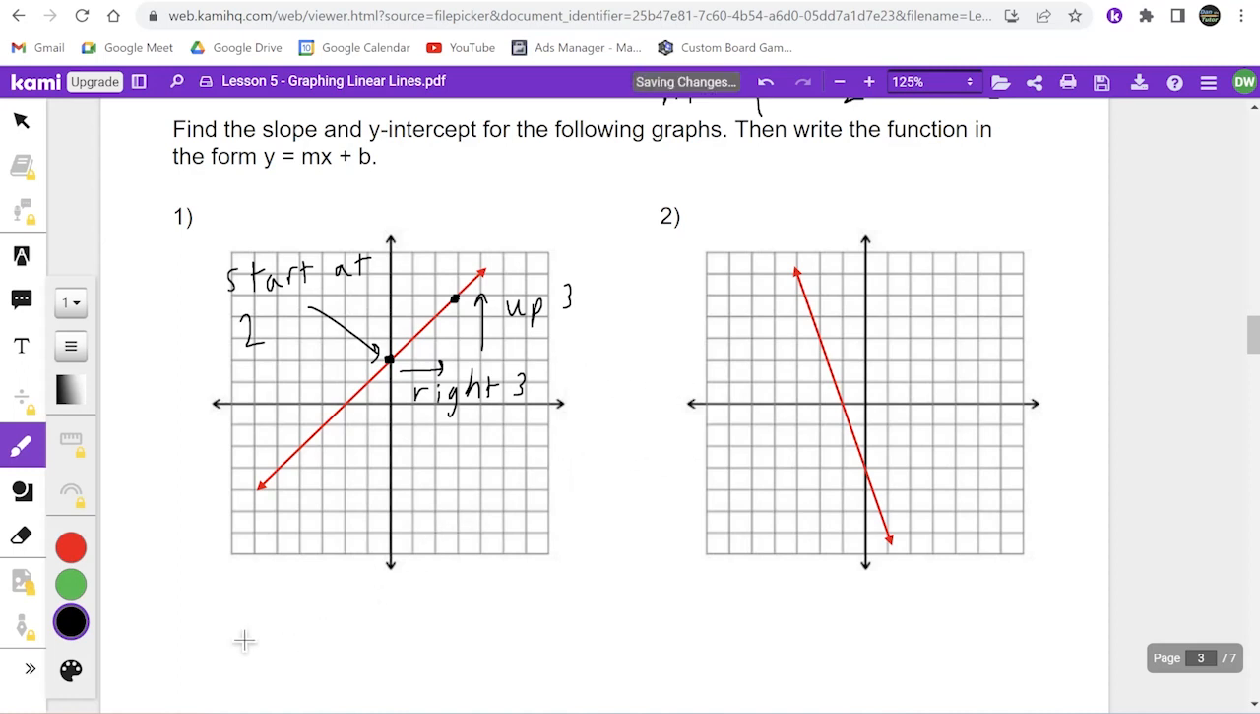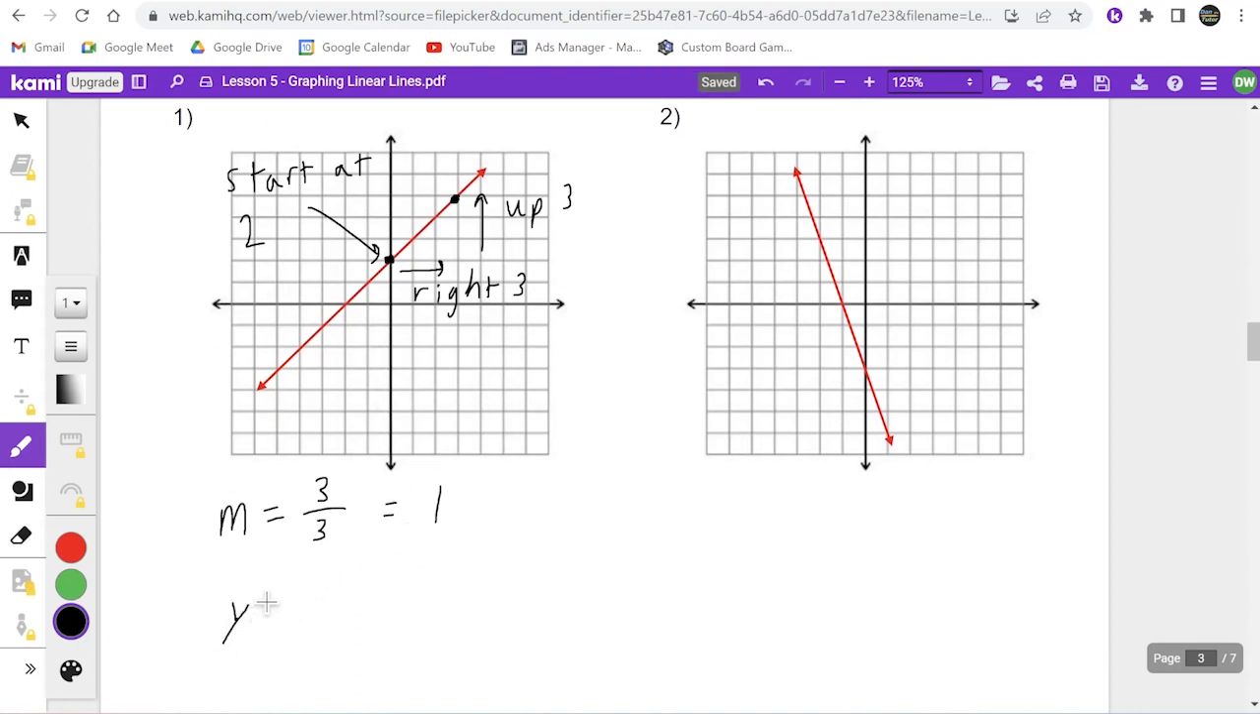So it looks like then the slope, m, is going to be rise, which is up 3, divided by the run, which is to the right 3. And that is going to be +1 because it reduces. That means my final answer is y equals 1x plus 2.